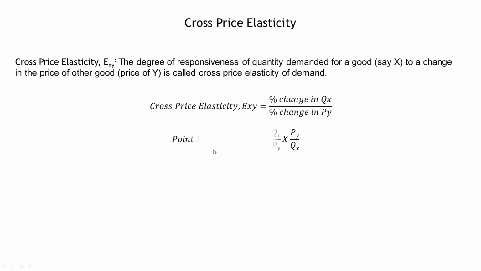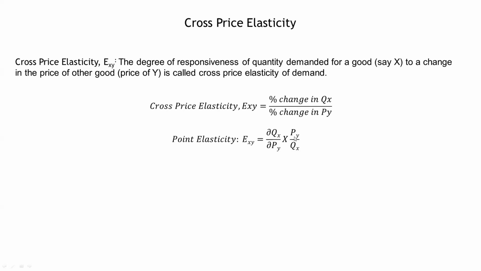We can also use the point elasticity formula to find cross price elasticity. In this case, to find cross price elasticity, we have to differentiate QX, that is quantity demanded for X, with respect to PY, that is price of Y, and then multiply it by the ratio between price of Y and quantity demanded for X. We use the point elasticity formula when only a single price of Y is given.